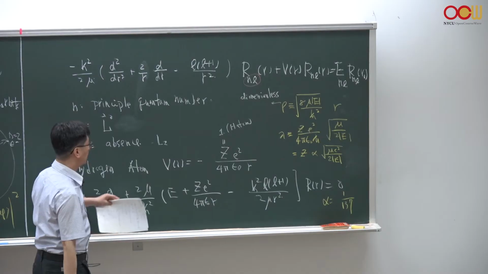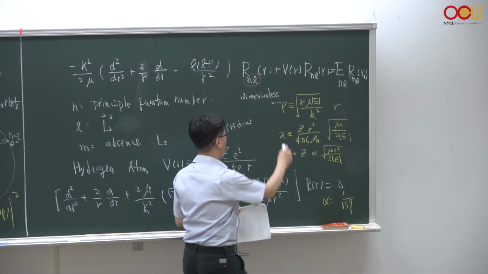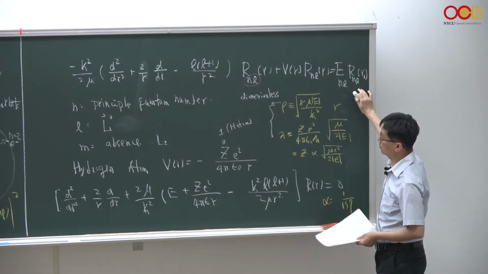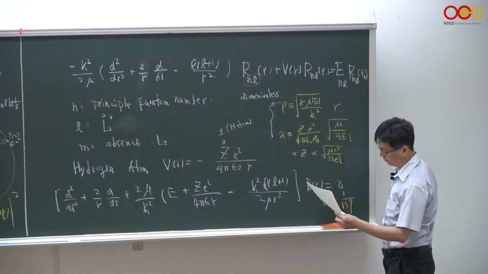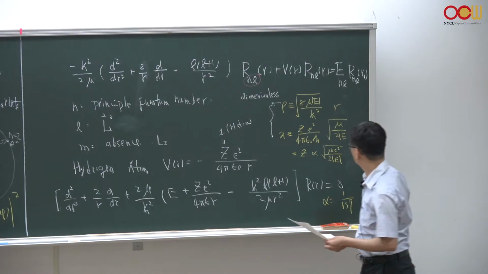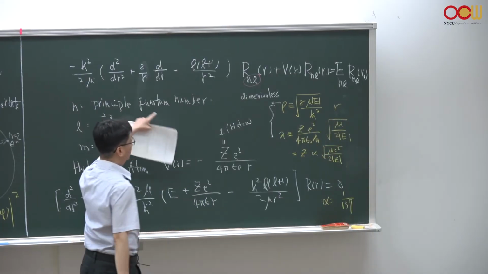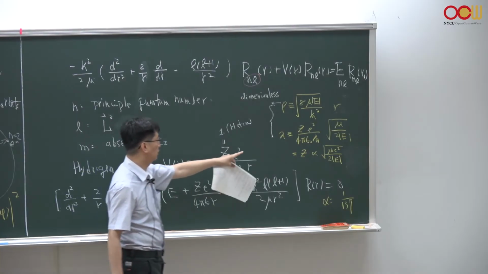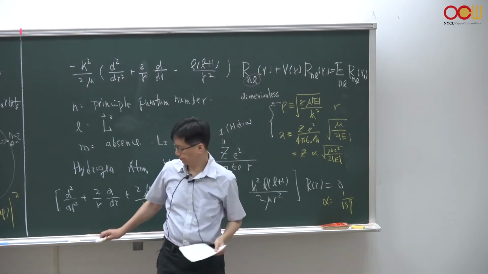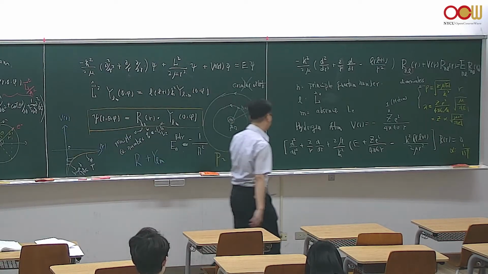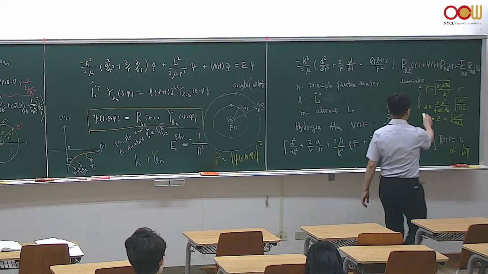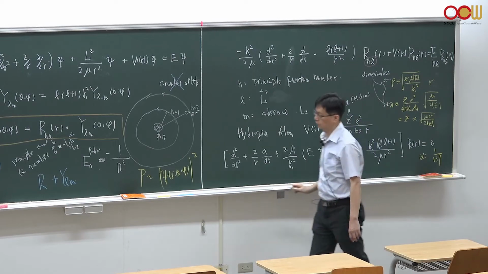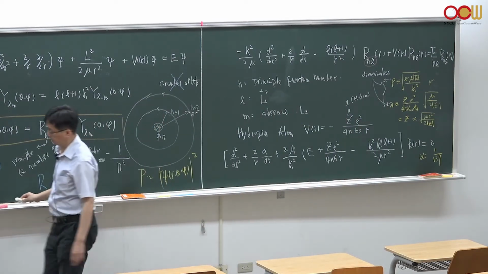Anyway, you simply plug these newly defined variables back into this Schrödinger equation for capital R. You will simplify this equation, and we will take a short break. When we come back, we will write down this Schrödinger equation for capital R in terms of rho and lambda. This lambda also carries no dimensions. You could verify that.